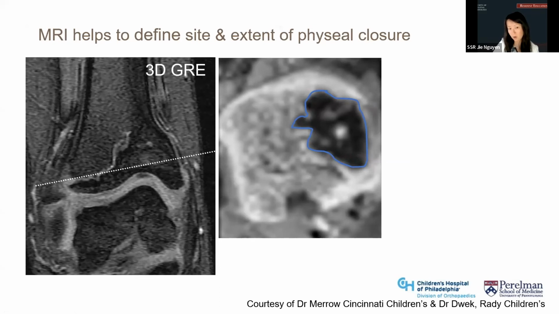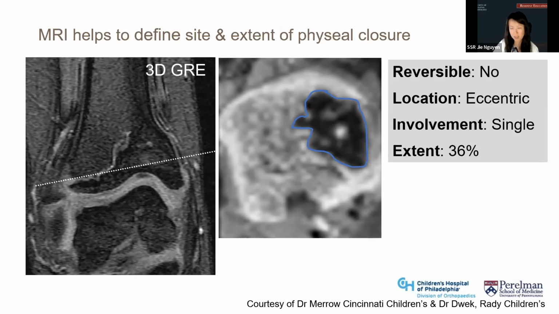So in your report for these, what the surgeons are looking for is, is it reversible or not? So in this case, it's not, right? There's no growth plate, it's completely bony bridged. And where is it located? Is it eccentric or centrally located? For this case, it's eccentric, and there's only one location. And then it involves about 36% of the growth plate.